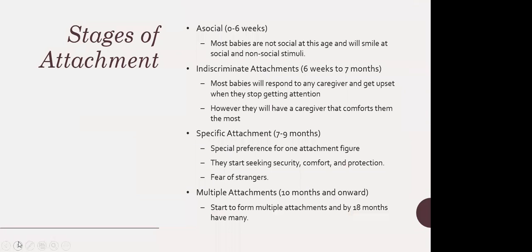So there are stages of attachment, and the first one is up to 6 weeks, around there. Very young infants are asocial in that many kinds of stimuli, both social and non-social, produce a favorable reaction, such as a smile. Indiscriminate attachments are from around 6 weeks to 7 months.